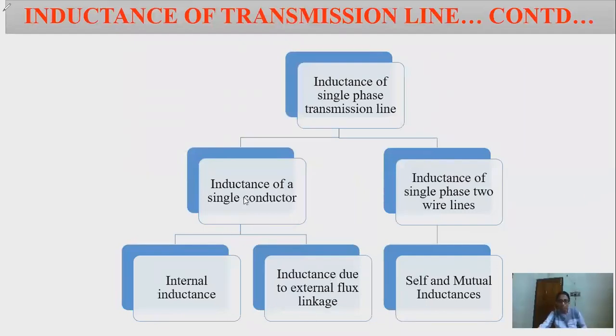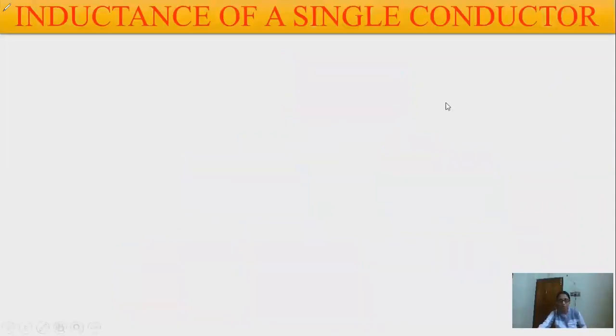And thereby the inductance of a single conductor will be calculated, and thereafter the inductance of a single phase two wire line will be considered. Then the self and mutual inductances will be separated, and the inductance of the single phase two wire line will be generalized to the expression having both the self and mutual inductances. So first one is the inductance of a single conductor.